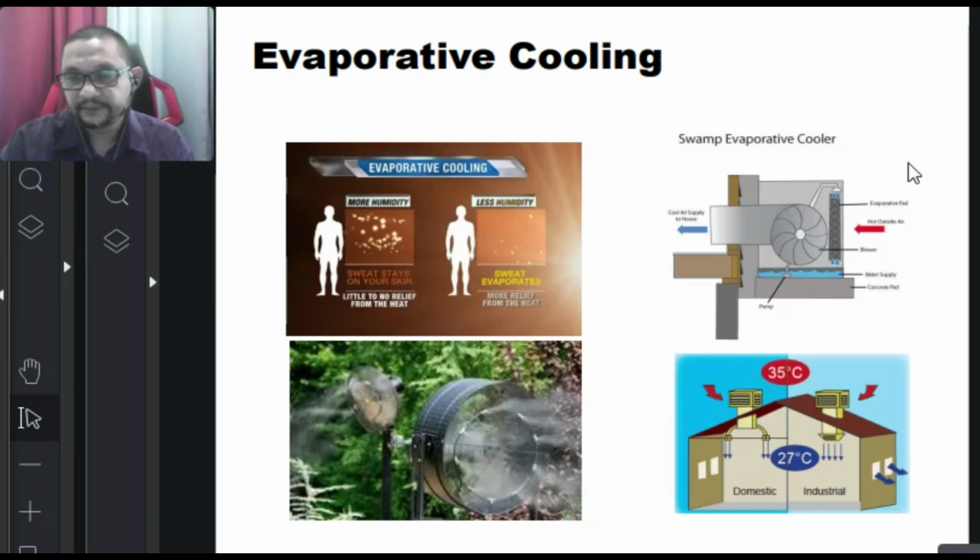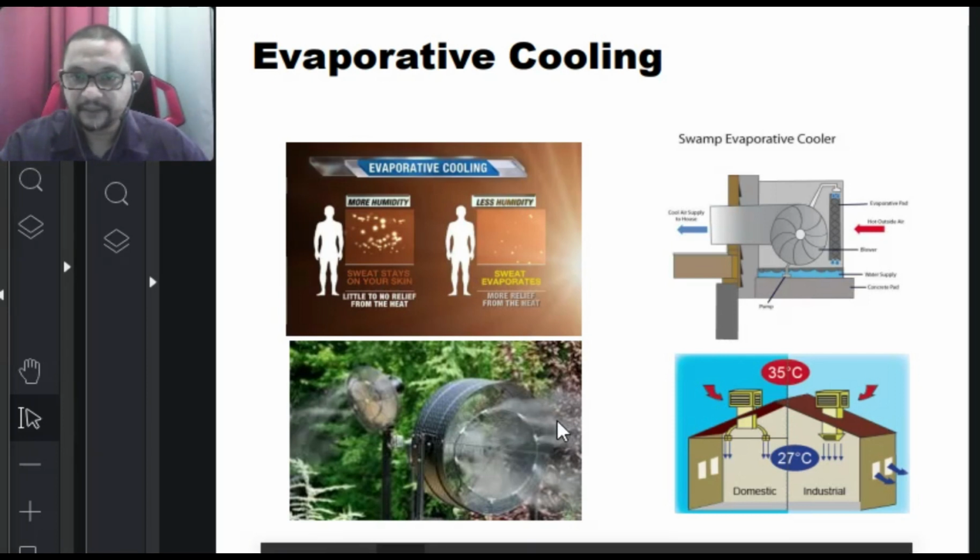So this is a picture about evaporative cooling. With more humidity, sweat stays on the skin, so there is limited to no relief from the heat. So with less humidity, what happens? Sweat evaporates, okay, more relief from heat. If there is more humidity, we get less sweat evaporation.